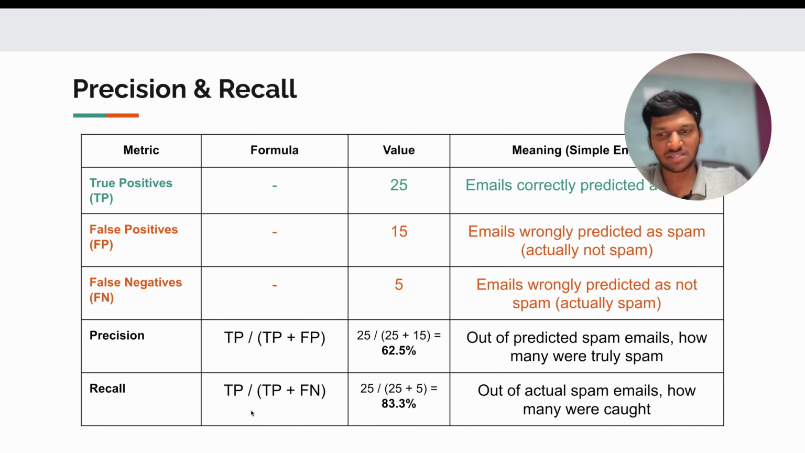Now let's see what is recall. True positive divided by true positive plus false negative. Out of actual spam emails, how many were caught? If you see, these 25 emails are actually spam, and these 5 emails are also actually spam, but they are not predicted as spam. 25 plus 5, totally 30. Out of that 30, 25 emails were exactly predicted by the model. It is coming as 83%.